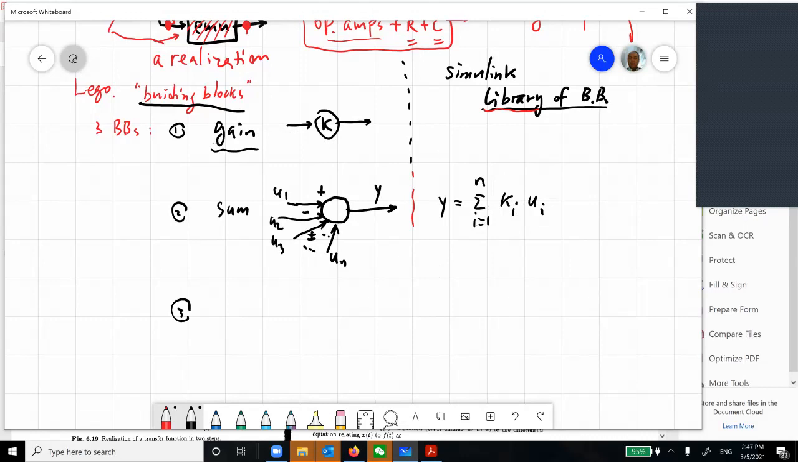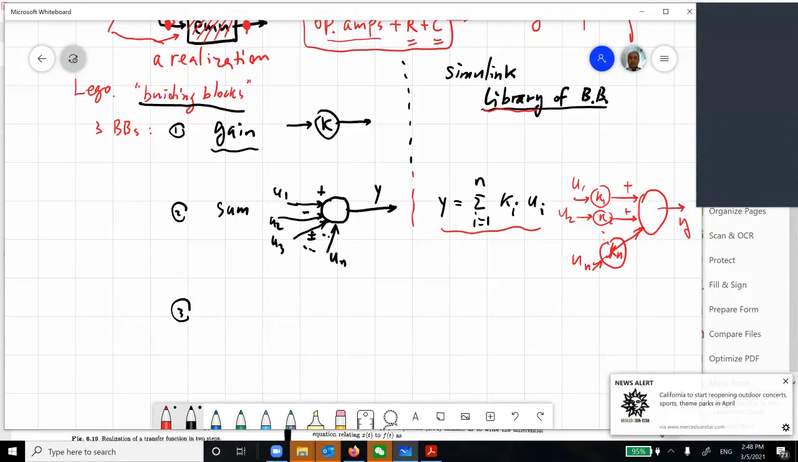So for example, you can have u1 with K1, then you add u2 with K2, you add. So this adds together. Then you have un, so you should have a Kn, then you get y. So that is this signal. With a building block, you can do many such kinds of combinations.